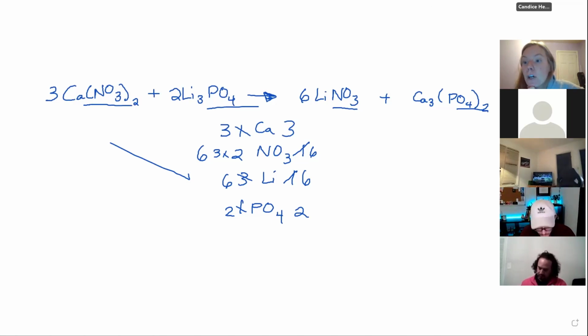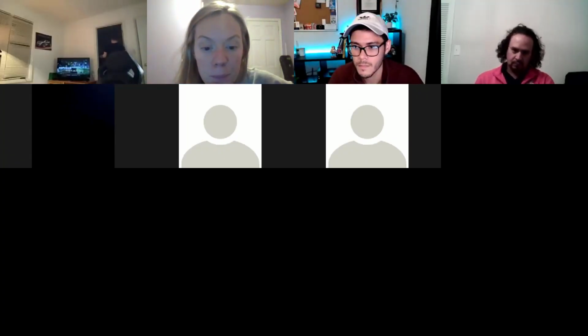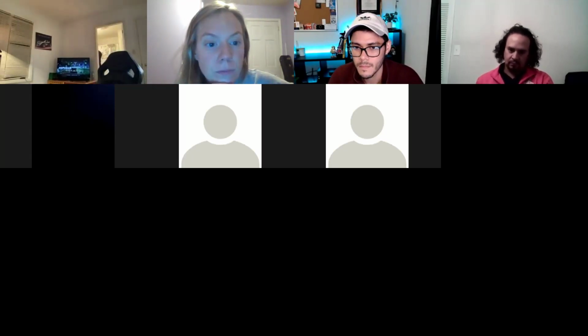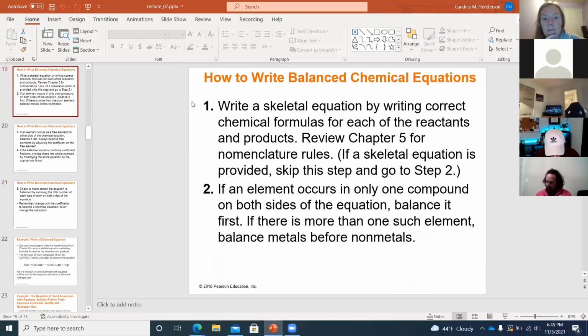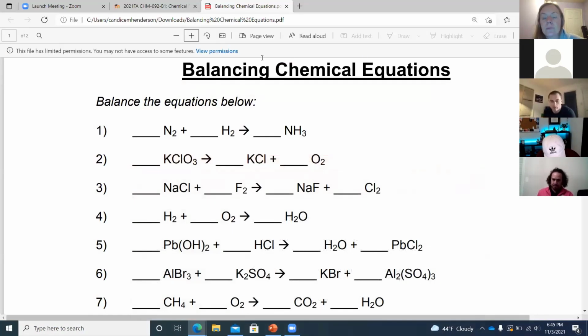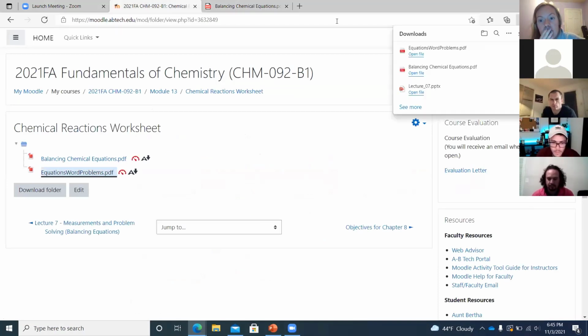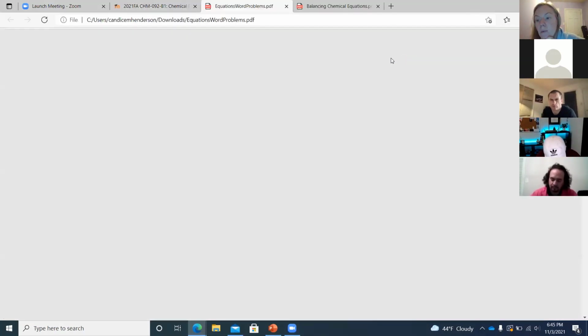So let's talk about that first step, where I said you need to write a skeletal formula. You're not always given a skeletal formula. So here, write a skeletal equation by writing the correct chemical formulas for each of the reactants and products. Let's pull up the sheet here. Sometimes things are given to you as a word problem.